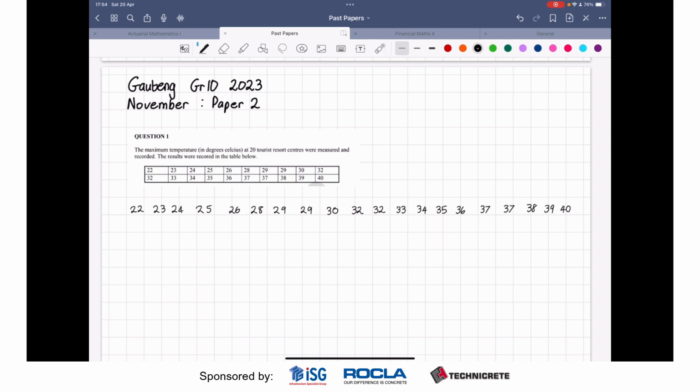So we were given the data already in ascending order, which is good. That's important when we want to calculate our measures of spread. And I've just written them out here in a straight line for ease of visibility. So for the first part, 1.1, we're asked to find the median temperature. And the median is also known as Q2, is just the middlemost number of the data when the data is arranged in ascending order.